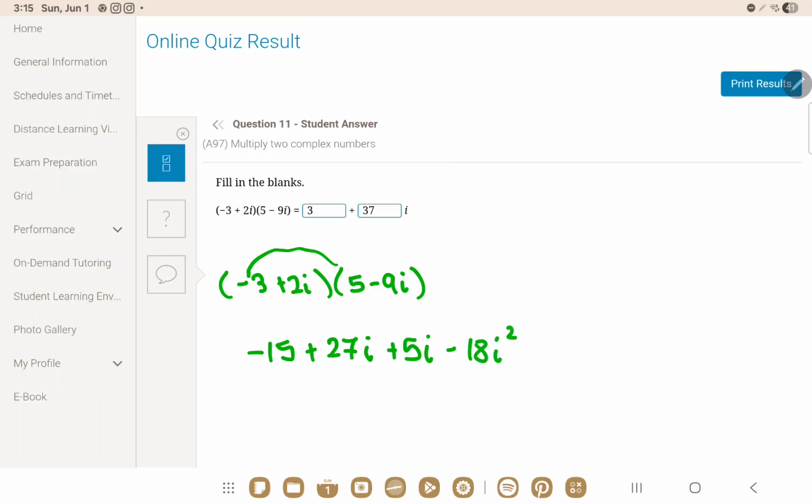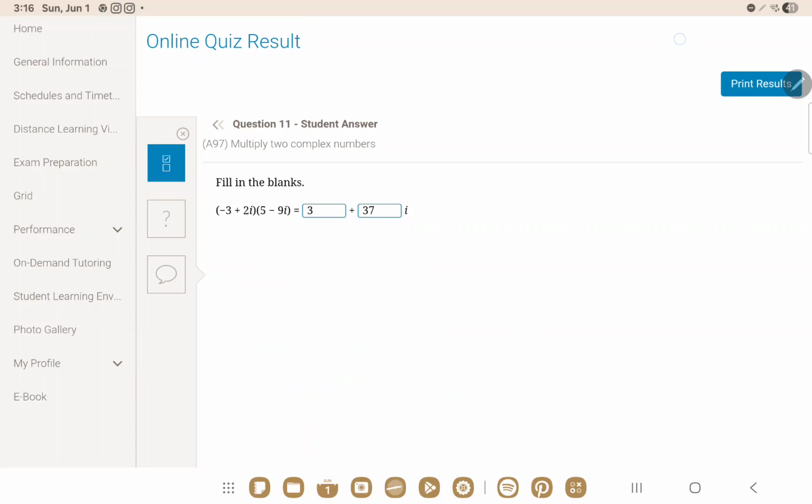We said i squared is the same as negative 1, so we can replace this by negative 1. So negative 15 plus 27 plus 5 is basically 32i. Or wait, no, it's not. Wait, I did something wrong. It's 10i here, because it's 2 times 5. So it's 37i plus 18, because negative 18 times negative 1 is plus 18. 18 minus 15 is 3 plus 37i. That's it. Now let's move on to the next question.